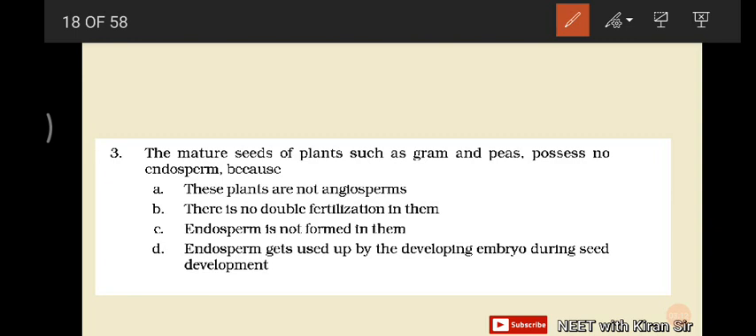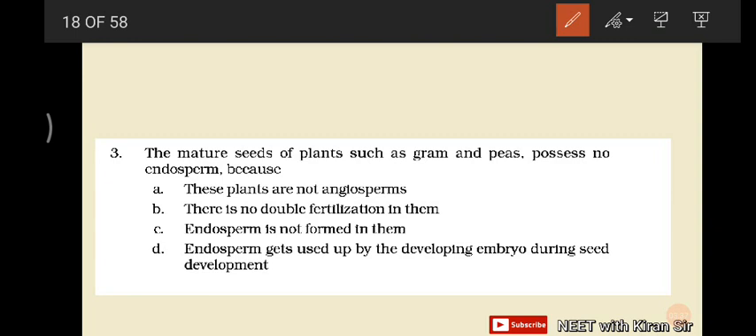Endospermic seeds contain endosperm even after maturity. For example, members of the family Poaceae, or cereals, such as wheat, jowar, maize, and castor, all have endosperm. Similarly, members belonging to the family Fabaceae, such as gram, pea, bean, don't possess any endosperm, hence they are called non-endospermic or non-albuminous seeds.